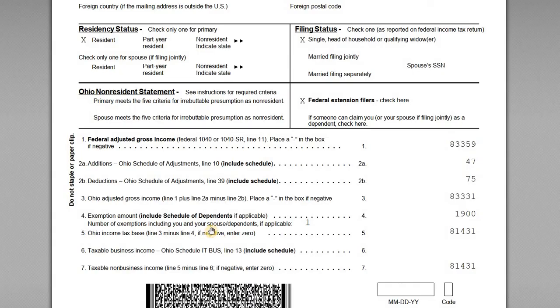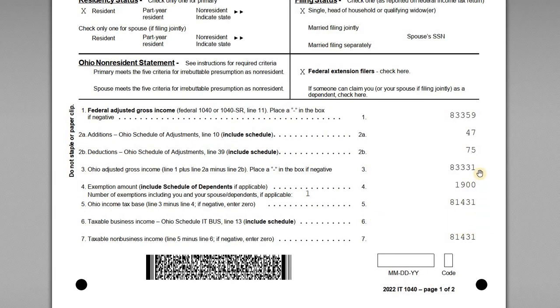Now the deductible exemption amount, right? You get your own exemption as a taxpayer. If you and your spouse are filing jointly, the spouse gets one, and then if you had dependents, you get one for the dependents as well. In this case, our modified AGI is above $80,000, and so we're going to get just one exemption at $1,900. And so on line 5, when we subtract $1,900 from the $83,331, we have our Ohio income tax base of $81,431.